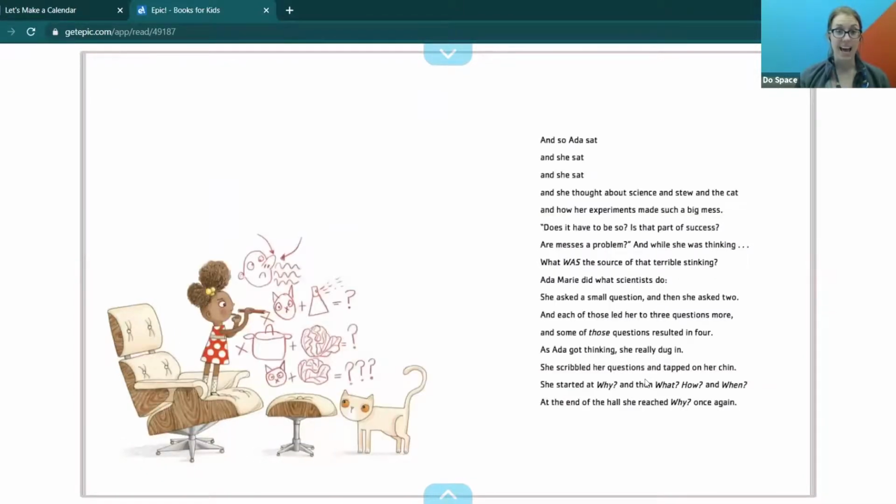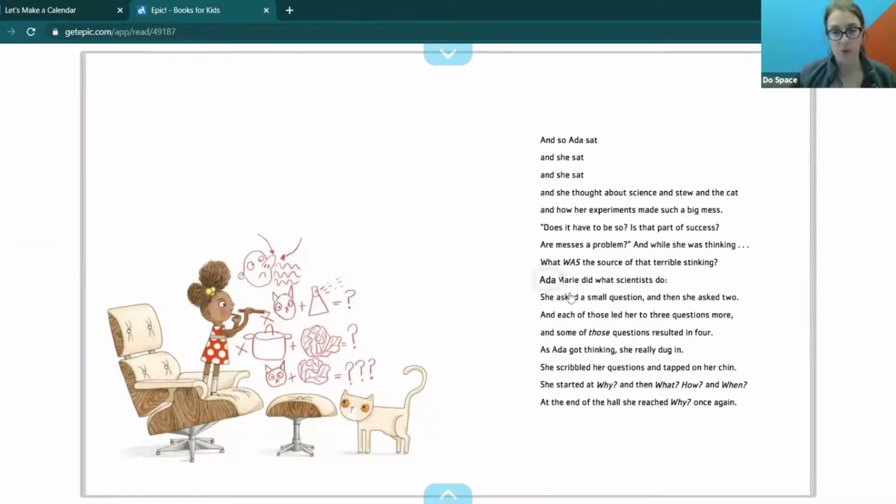And so Ada sat, and she sat, and she thought about science and Stu and the cat, and how her experiments made such a great mess. Does it have to be so? Is that part of success? Are messes a problem? And while she was thinking, what was the source of that terrible stinking?